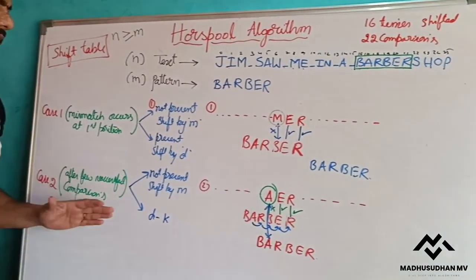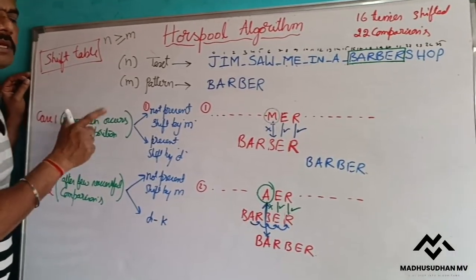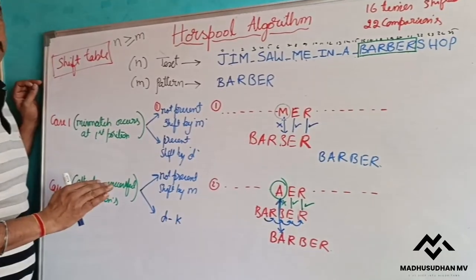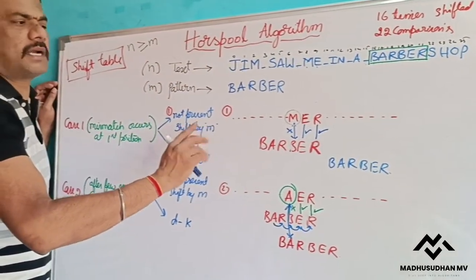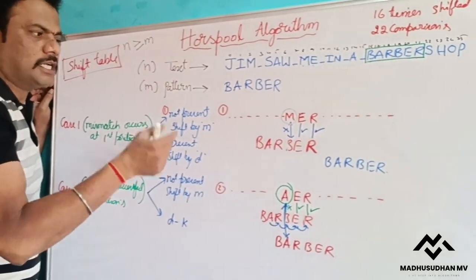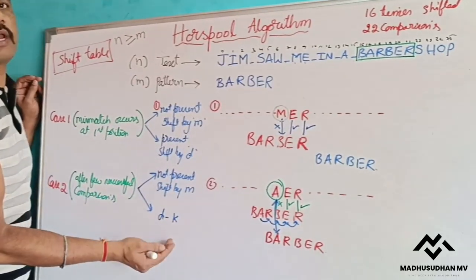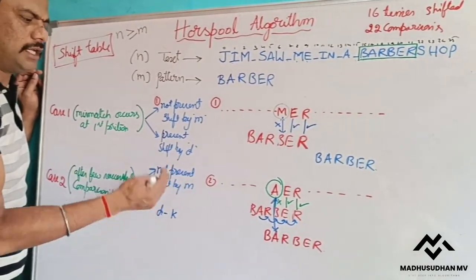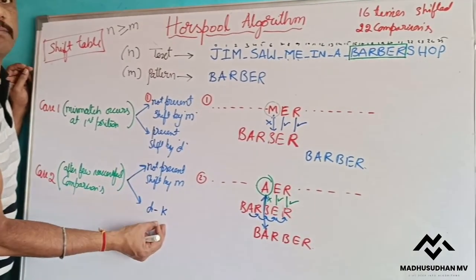So this is actually totally 2 cases. Case 1: when mismatch occurs at the first position itself. Case 2: mismatch occurs after a few successful comparisons. If the mismatch character is not present in the remaining characters of the pattern, shift by the pattern length. If it is present, check at what distance it is, minus the number of characters matched. Here, if no characters match, shift by D only. Otherwise, you shift the pattern by the distance minus the number of matched characters.